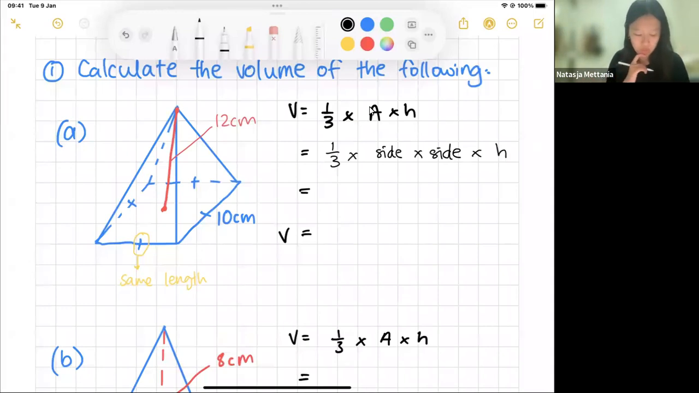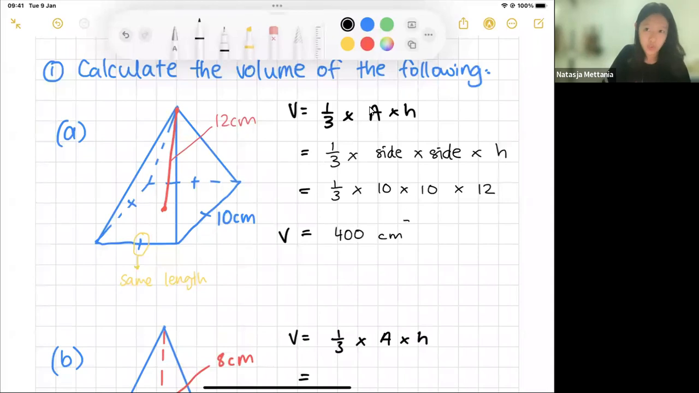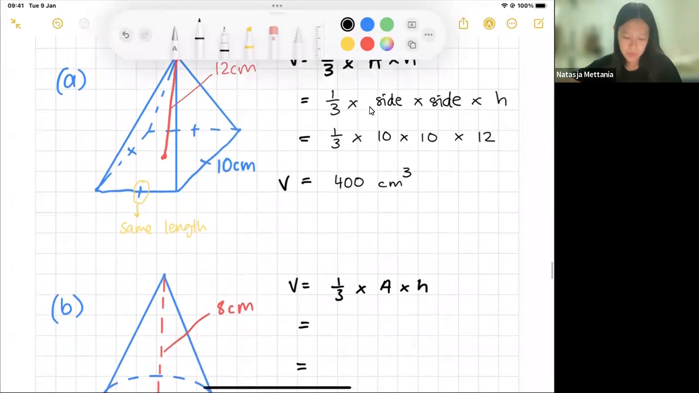The side length of the square is 10. So again, I'm going to write down 10 times 10 times the perpendicular height, which is 12 centimeters. Okay. Make sure you don't get confused on this part. All right. Now, if you put this all into your calculator, you will get 400 centimeter cube. We're dealing with volume. Volume means centimeter cube, area means centimeter squared, perimeter meaning centimeter. Okay. Please make sure you remember that.